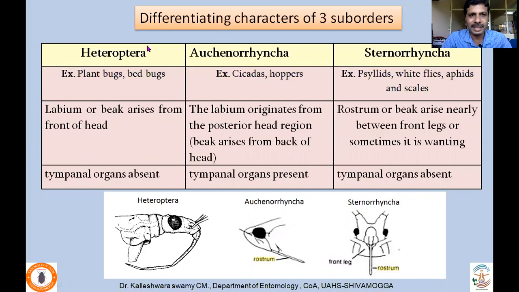Tympanal organs are absent in Heteroptera, whereas in Auchenorrhyncha, tympanal organs are present. That means cicadas and hoppers can make sound, so they can produce sound, and that means they can also hear the sound. So auditory organs are very well developed. Whereas in Sternorrhyncha, tympanal organs are absent.